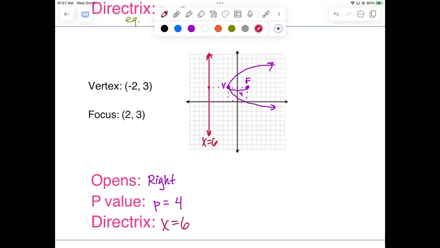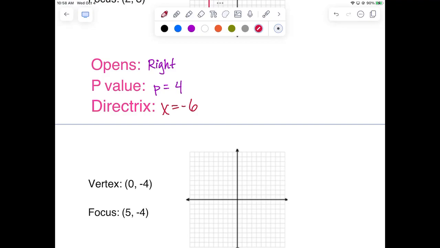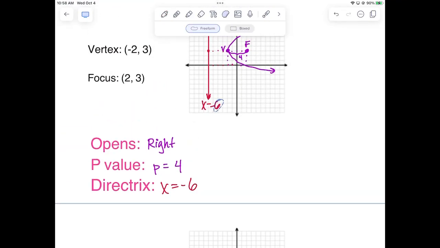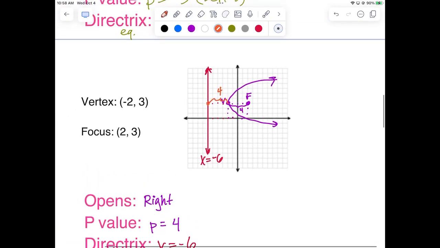Feel free to draw and feel free to count. Feel free to use those grid marks to count. I put 6. It's -6. Yeah, sorry. -6. Yeah, I counted left. -6. So, again, you go 4 units the other direction. 1, 2, 3, 4. And then you put a dot, and then you draw, in this case, a vertical line through it because it runs parallel to the axis of symmetry. And there you go. You got your directrix.